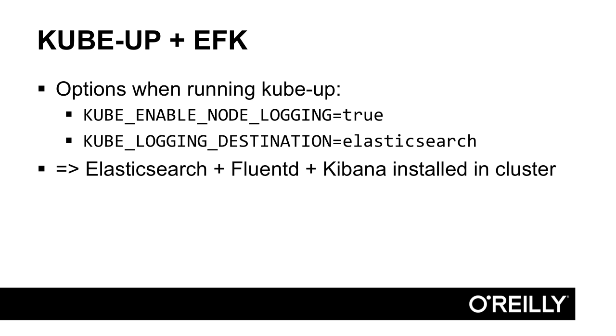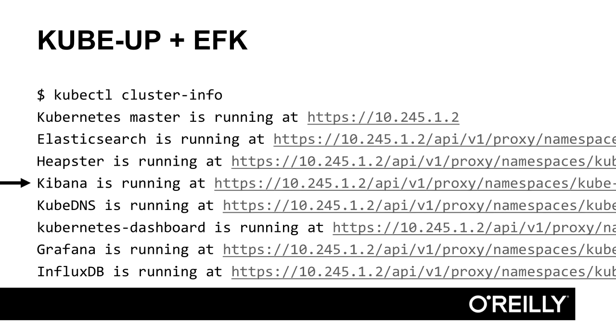Now, this whole stack can be set up for you when you spin up your cluster. Just set kube enable node logging to true and kube logging destination to Elasticsearch when you run kube up. This will provide you with Elasticsearch and Kibana running as applications on your cluster, and Fluentd, which is like Logstash, a log gathering service, running as a daemon set on each node. Once your cluster is created, you can type kubectl cluster-info to get the URL for the Kibana endpoint.